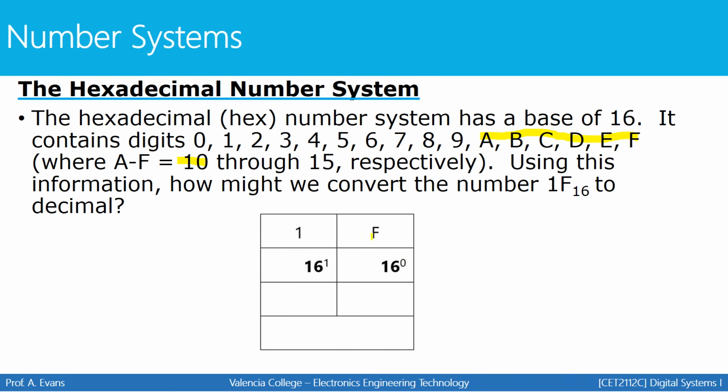Just remember that F really represents the number 15. Remember, A equals 10, B equals 11, and so on. So if you continue that pattern, you'll see that F represents the number 15. So I'm going to have 15 times 16 to the 0 power, and then I'm going to have 1 times 16 to the first power for my place values. Simplify and add that up, and you'll get 31. So the number 1F in hex, which is base 16, is equal to the number 31 base 10. This is how we would use the hexadecimal number system.